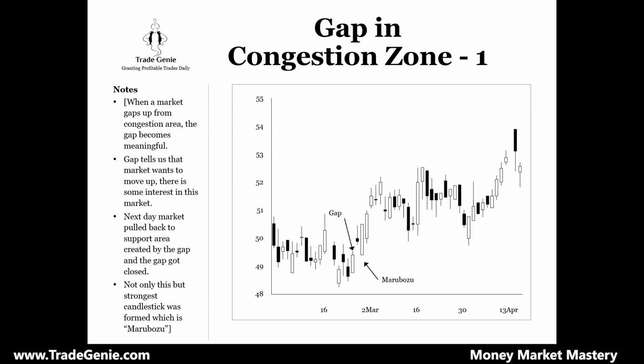Now the gap which occurred in the congestion zone is more powerful. The gaps which are occurring from the congestion zone. So why does the market gap up from the congestion zone? Because the buyers and sellers are undecided. So they are just fighting with each other.